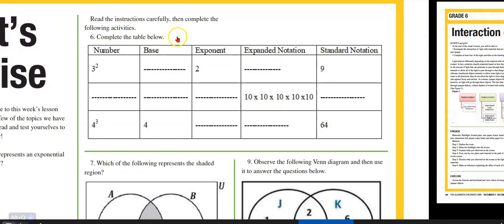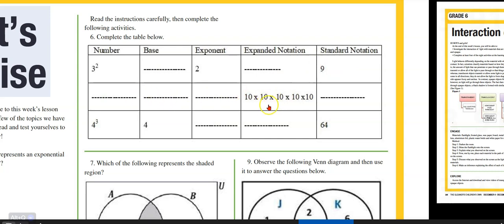Number 6, complete the table. So we have the number, the base, the exponent, expanded form, and standard form. So 3 squared, the exponent is 2, standard form is 9. So let's just work this one together. The base number would be 3, the expanded form would be 3 times 3, and the standard notation would be 9.